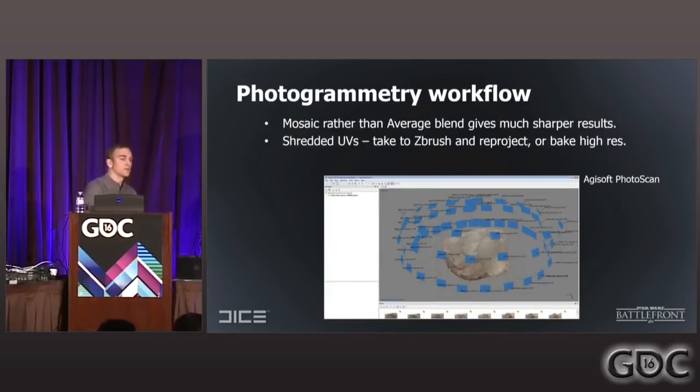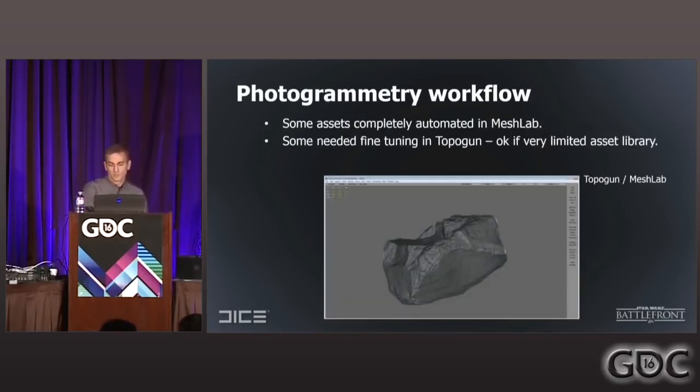We would use Mosaic rather than average blend within Agisoft. We found that it gave us sharper results. We did quite a few comparisons in the beginning, and we were happiest with Mosaic. Agisoft, or photoscanning in general probably, will give you quite shredded UVs. So we would take them into additional software to do our reprojection, so ZBrush or similar software.